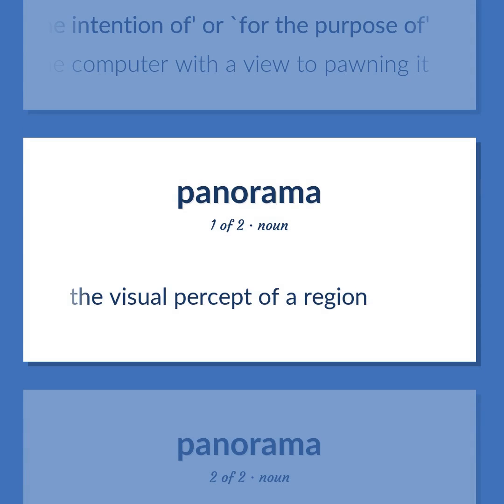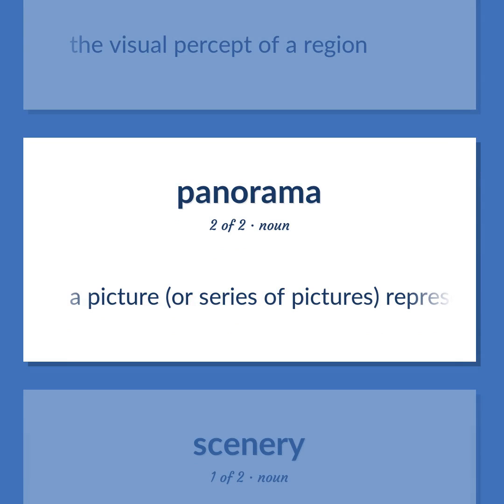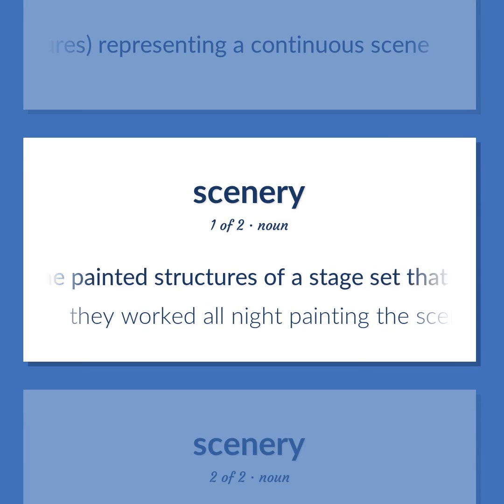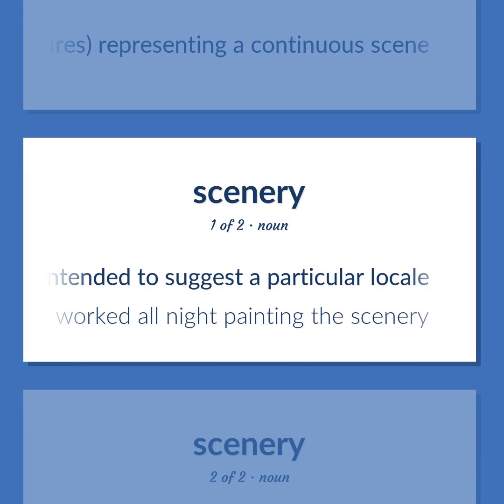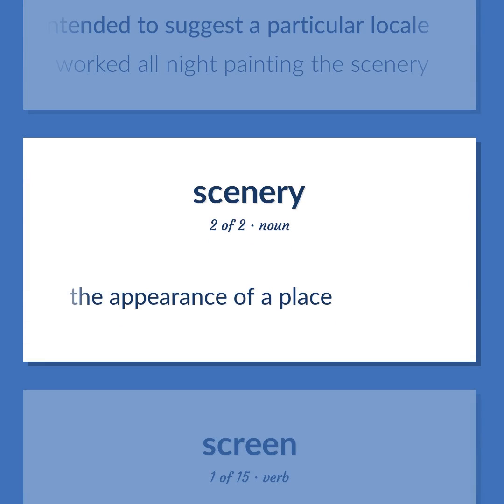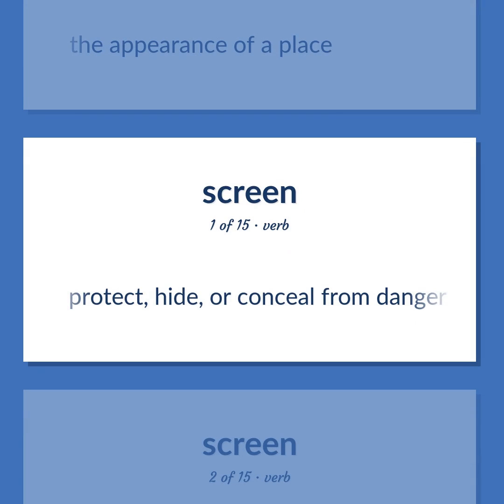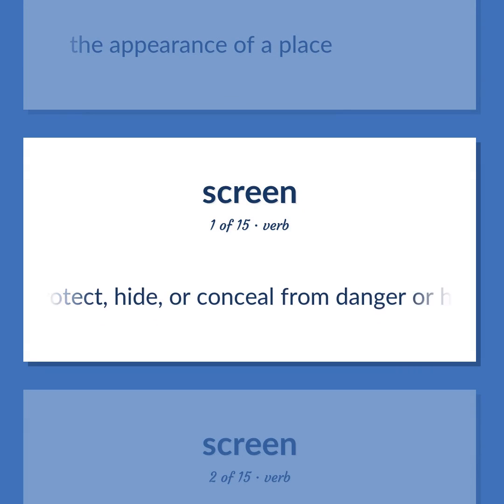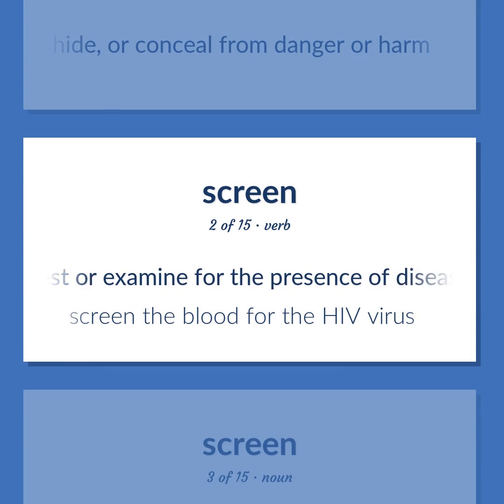The visual percept of a region. A picture, or series of pictures, representing a continuous scene. The painted structures of a stage set that are intended to suggest a particular locale. They worked all night painting the scenery. The appearance of a place. Protect, hide, or conceal from danger or harm. Test or examine for the presence of disease or infection. Screen the blood for the HIV virus.